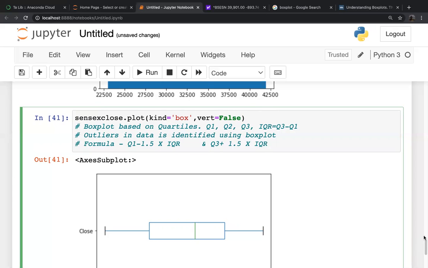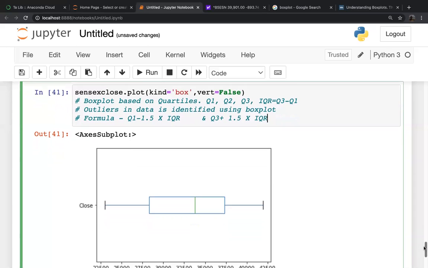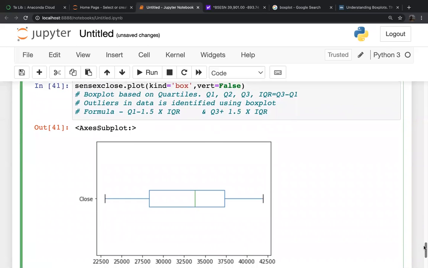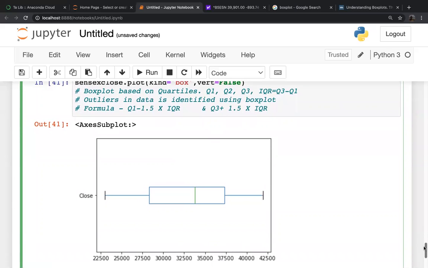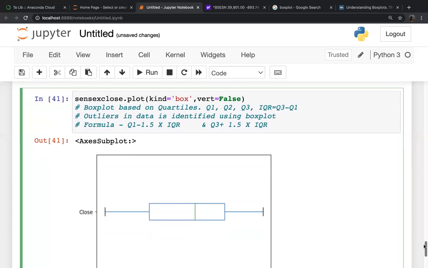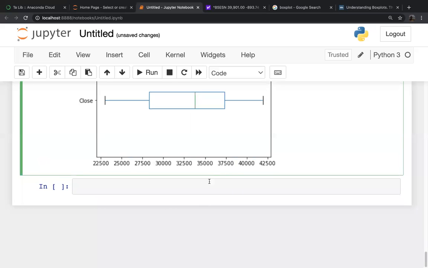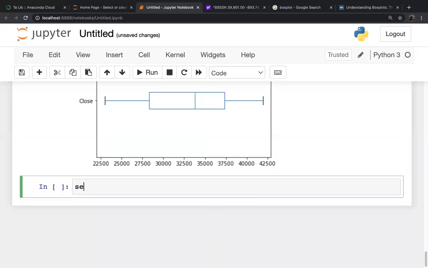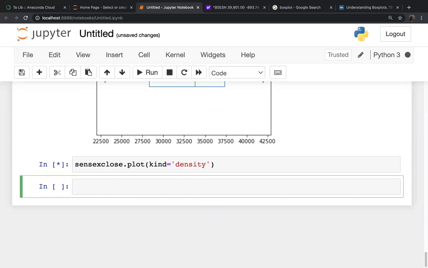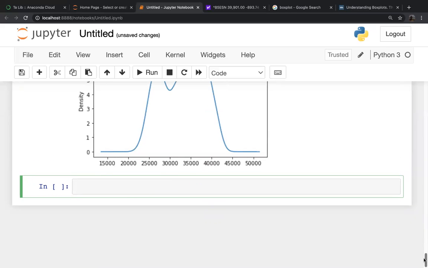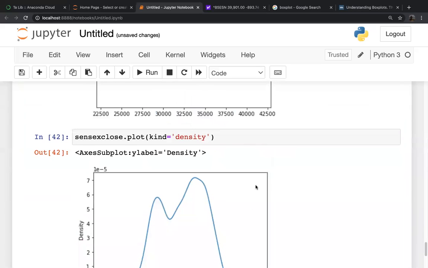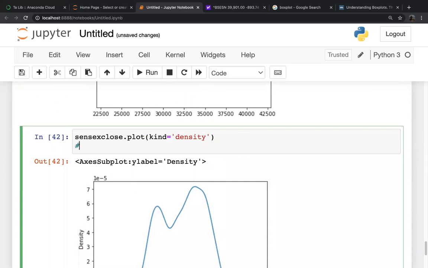So box plots are very interesting plots, okay? You can see here the box plot. Now, the next plot is Sensex close dot plot kind is equal to density. This is called a density curve.